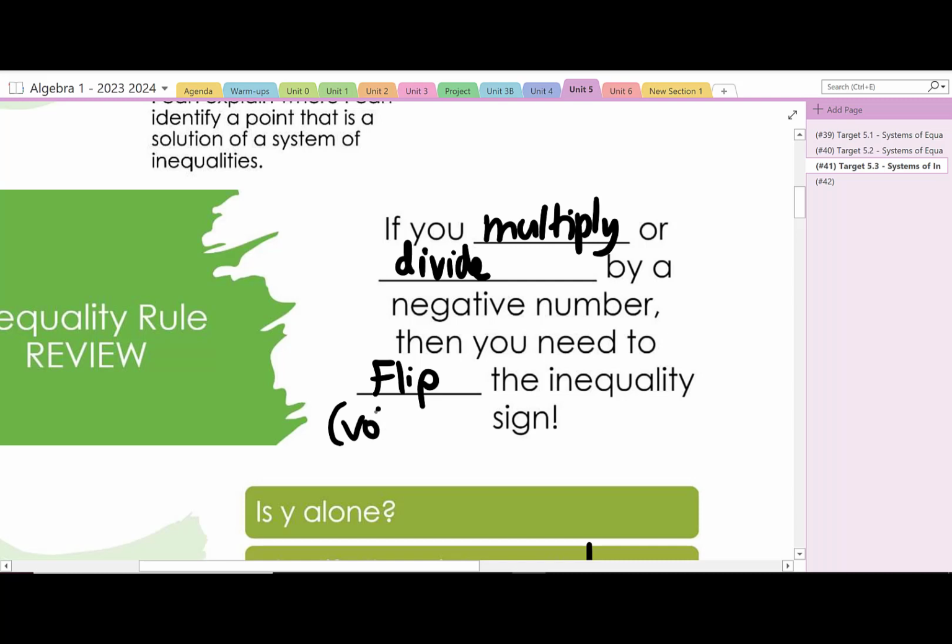Flip means voltear. Right? And then in Spanish, si multiplicas o dividido por un número negativo, entonces necesitas voltear el signo de inequality. Okay?